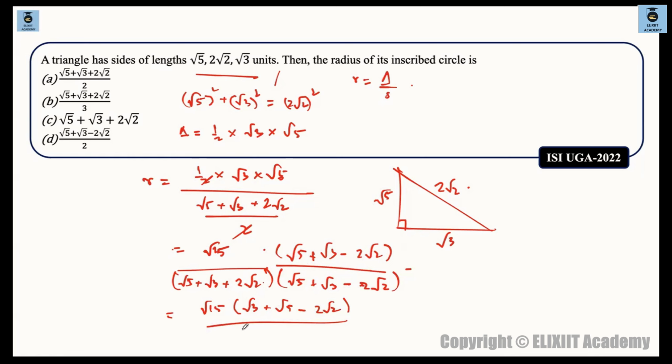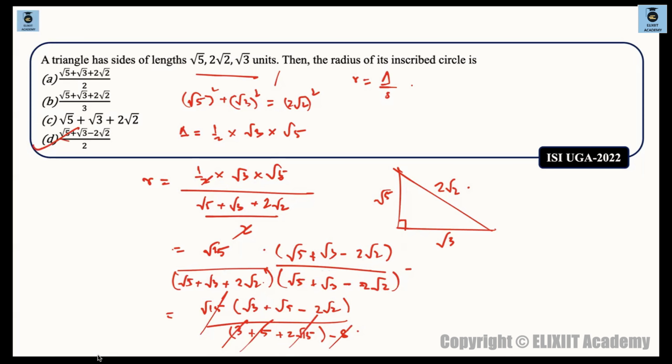So 3 plus 5 plus 2√15 minus 8. Where did this come from? (a plus b) whole square: √5 square plus √3 square plus 2 times √5 times √3, and minus b square, that is (2√2) whole square. So 3 plus 5 plus 2√15 minus 8. 3 plus 5 minus 8 cancels out, √15 and √15 will cancel out. What remains is (√3 plus √5 minus 2√2) divided by 2. Option D is correct.